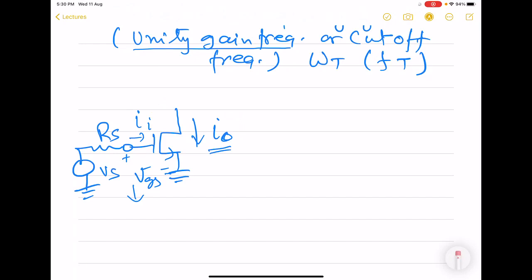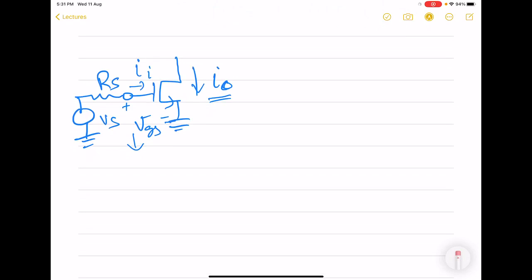So let us now calculate it. This input current will exist only when you incorporate the gate to source capacitor in the model. Otherwise, this is going to be zero, and we cannot talk about threshold or this phenomenon. So we are going to substitute this circuit by its model with a gate to source capacitor.